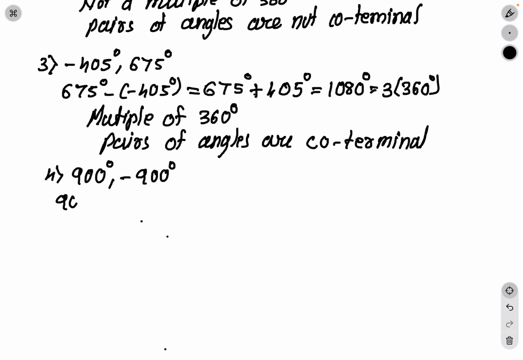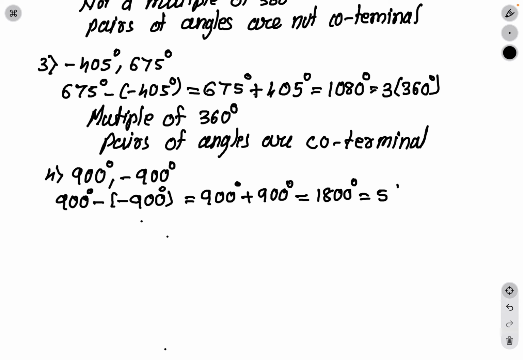So 900 minus minus 900 degrees is equal to 900 degrees plus 900 degrees. That is equal to 1800 degrees. So this is 5 into 360 degrees.